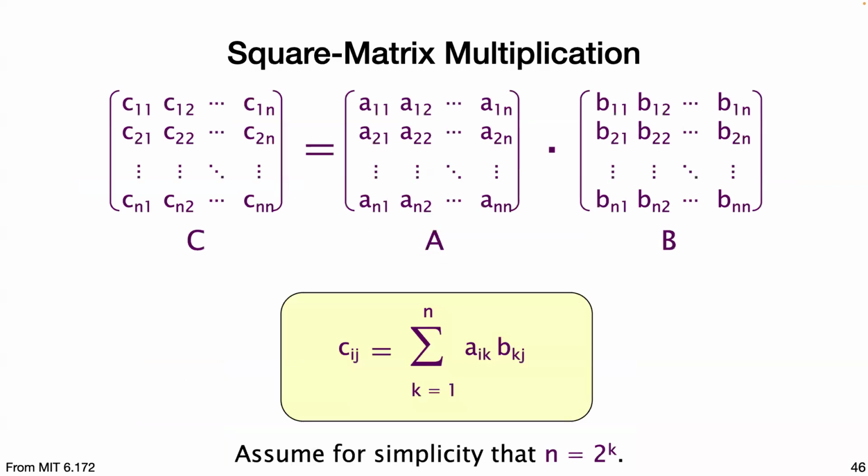Okay, let's move on. Okay, so we can do an example. We're going to do matrix multiply. For simplicity, let's just do square matrix multiply. You have your output matrix C, and you have A and B, and for every entry of C, you're doing a dot product of A and B, like this. And for simplicity, because we're going to do divide and conquer, we're going to assume that n is a power of 2.